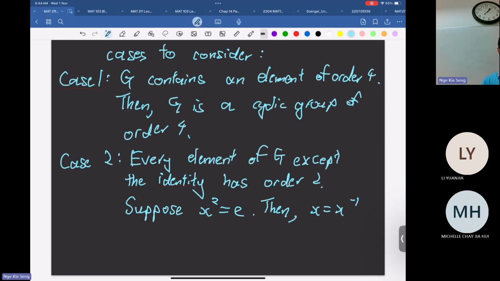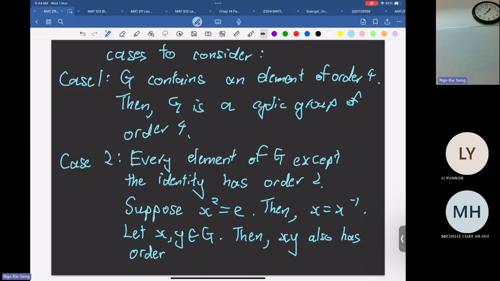Okay, and then what else can we play around with? Let's just take any two elements in G. Then we can ask about xy. How about xy? xy is another element in G. This element also has order 2, because we said that every element has order 2 as long as it is not identity. As long as xy is not identity, this has order 2.